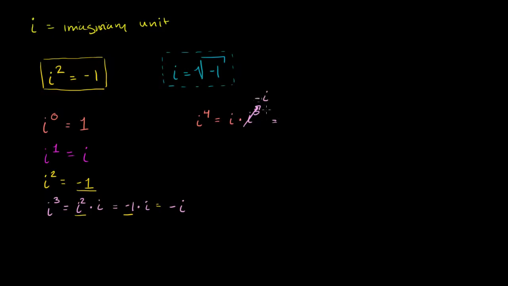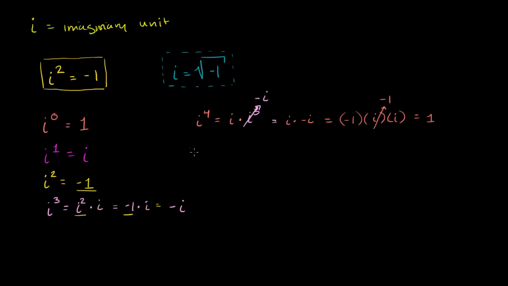Let me write it down. This is i times -i, which is the same thing as -1 times i times i, remember, multiplication is commutative. If we're just multiplying a bunch of numbers, we can switch the order. i times i, by definition, is -1. -1 times -1 is equal to 1. So i to the 4th is the same thing as i to the 0th power.